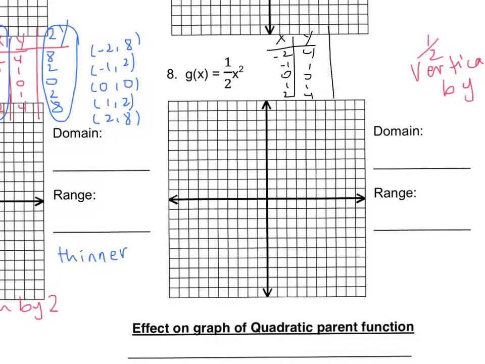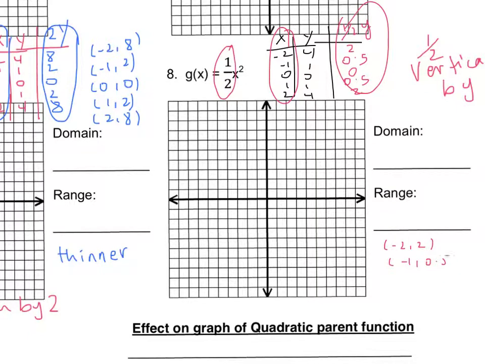And again, there's no parentheses, so the change is done to the y, and this is going to be half y, exactly like you see it, half times y. So 4 times half, basically you're dividing by 2, so 2, 0.5, 0, 0.5, and 2. These are your new coordinates. So the new coordinates, I'm going to write them over here. They're going to be negative 2, 2, negative 1, 0.5, 0, 0, 1, 0.5, and 2, 2.